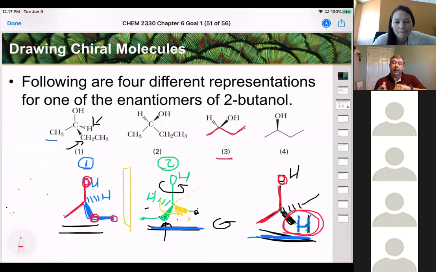So therefore, we're comparing that CH2, CH3 to a hydrogen. They are not the same, and therefore that is not superimposable. Okay. Gotcha. So yes. Thank you.